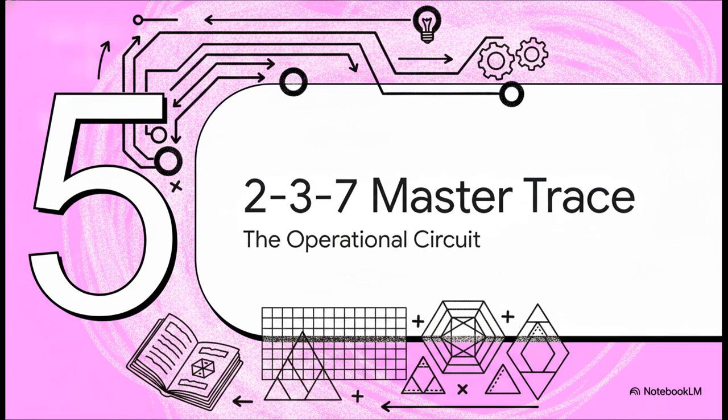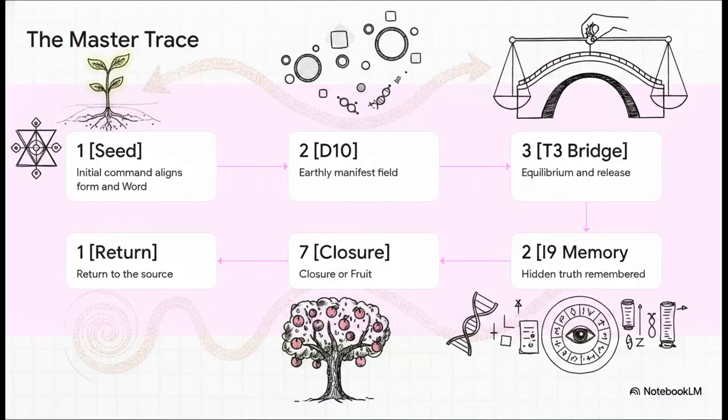All right, section 5, the 237 master trace. Let's map out this entire operational circuit from start to finish. The master trace is a topological alignment, not a biological sequence. We start at position 1, the seed, established by the 359 kun command, which aligns the clay and the word right at the origin. Then we flow to position 2, the D10 manifest field.